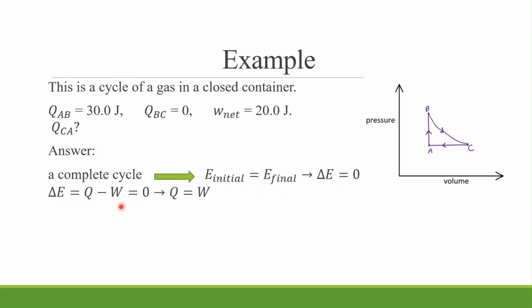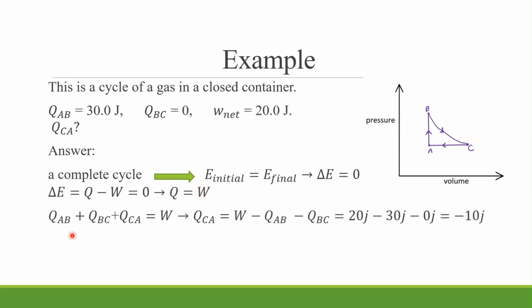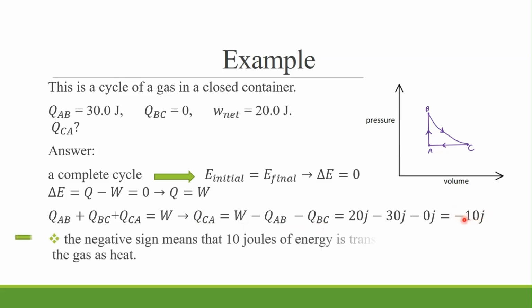From this equation, we get that the heat absorbed by the gas is equal to the work done by the gas. So the amount of heat during the process CA is equal to 20 joules minus 30 joules minus 0 joules, which is minus 10 joules. The negative sign means that these 10 joules of energy is transferred away from the gas as heat.